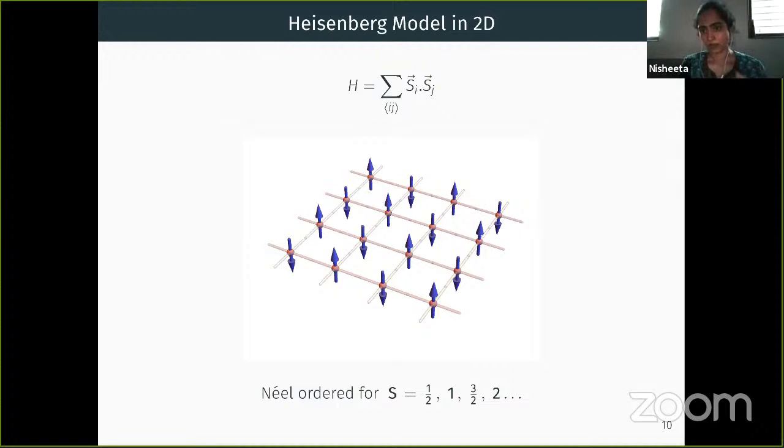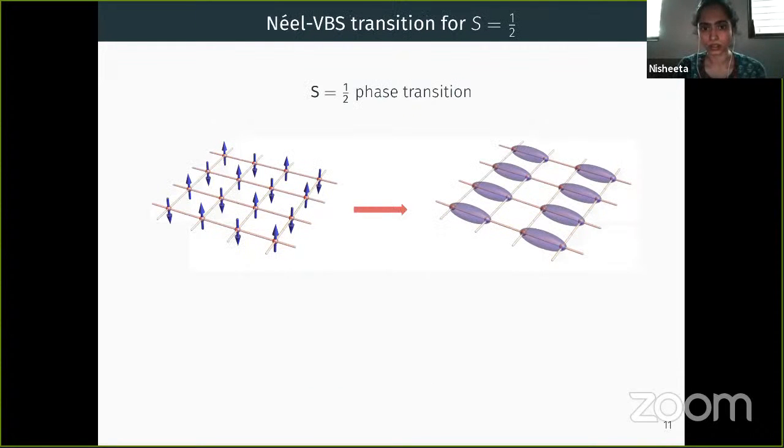But now in 2 dimensions, the value of the spin actually determines what kind of quantum phases are possible. That is, if you disorder the Néel phase using some quantum fluctuations, you can have a phase transition into a quantum phase, and what kind of phases are possible and what kind of transitions occur depends on the value of the spin. So an example is this transition.